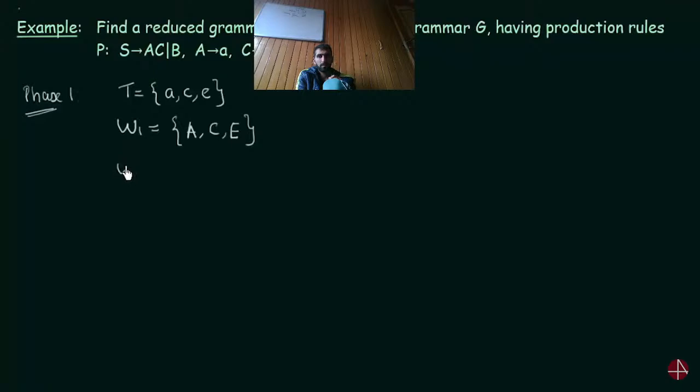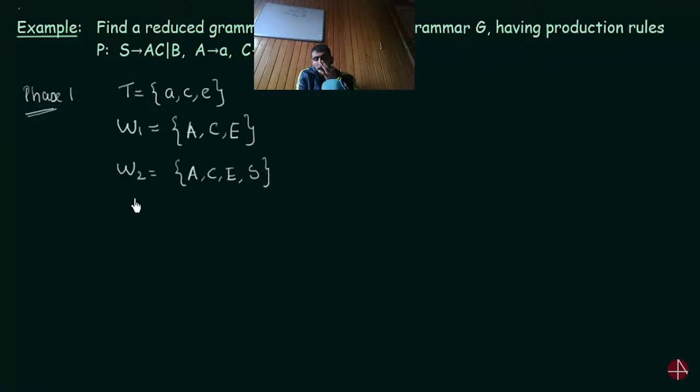Now I have to make the next set W2, in which I have to include all the symbols that can derive the symbols present in the set W1. So what are they? A, C and E will obviously be there, and let's see if there are any others. Let's check the start symbol S. We see that S can derive AC, and A and C are present in the set W1, so we have to include the start symbol. So A, C, E, and then the start symbol S.